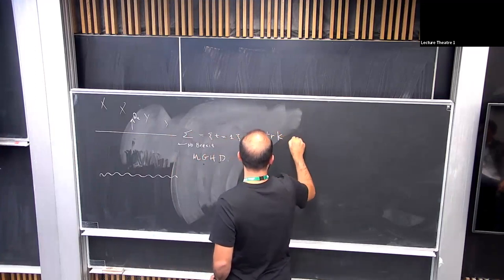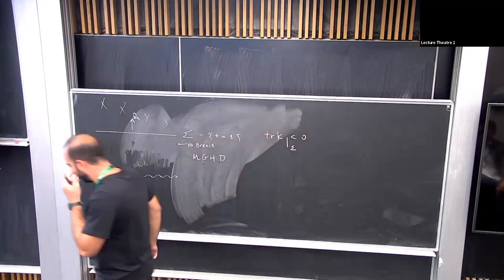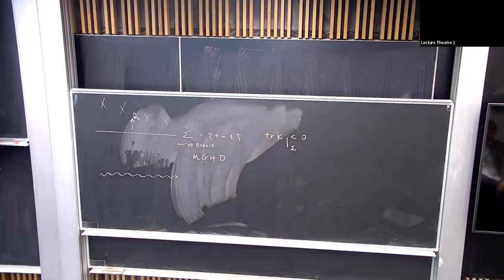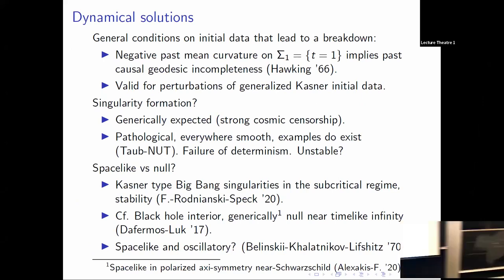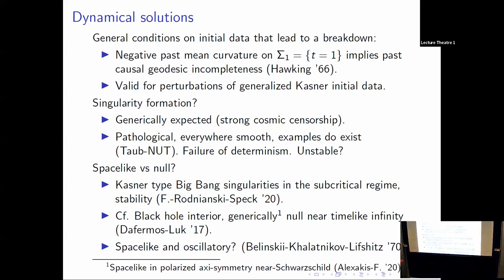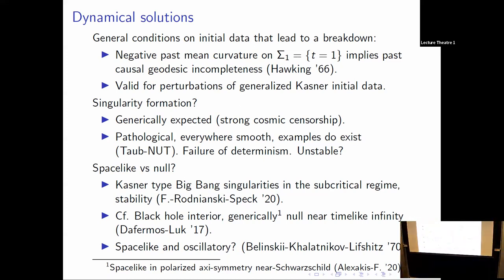And this is in particular valid for perturbations of the explicit Kasner solutions. Since the volume is shrinking, and the mean curvature is the first variation of area, it will be negative, and therefore we have this past boundary. And the natural question is whether this boundary is singular. Is this breakdown, this incompleteness, associated to a singularity formation?